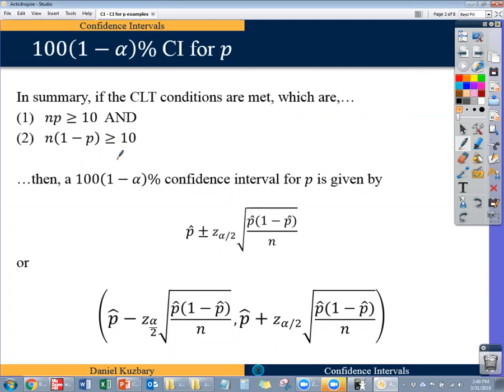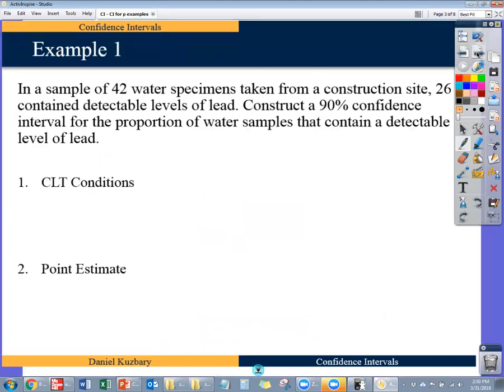And if that's true, then the 100 times 1 minus alpha confidence interval is given by this formula here, where the point estimate is p hat and the margin of error is all this stuff. And of course, this is the other way to write it, where this is your lower endpoint and your upper endpoint. So I'm going to use this formula as I walk through a couple of confidence interval examples.